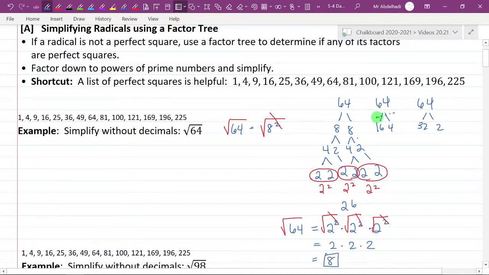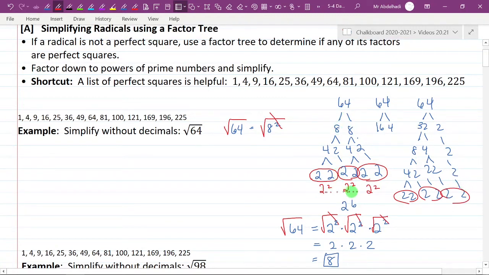Now, it doesn't matter how you make your factor tree, you will end up with the same roots. For instance, if I start off with 32 times 2, 32 times 2 becomes 8 times 4 times 2, and this becomes 4 times 2, and this becomes 2 times 2, and this becomes 2 times 2. This is 2, this is already 2, this is already 2, this is already 2. Look, same thing. You still have your 2 to the 6th power. It's exactly the same at the end. Doesn't matter how you got there. But the important thing is, can you spot all the perfect squares?